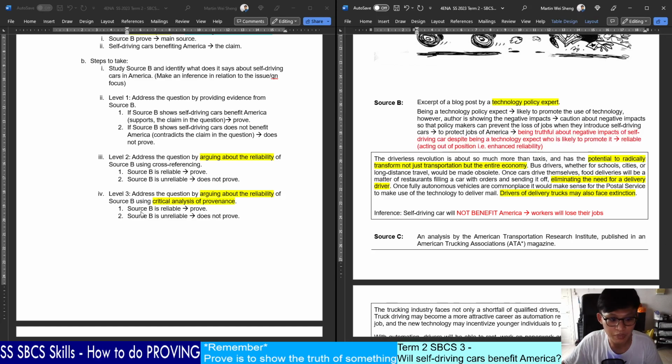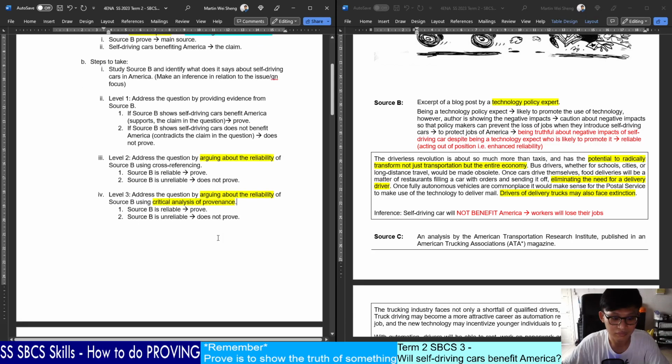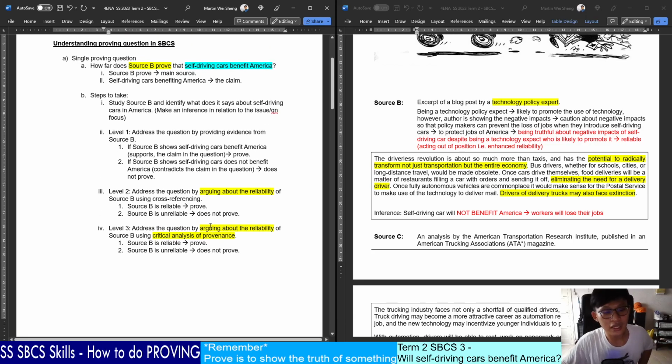Alright, so source B, if we come back to look at the left hand side over here, source B is reliable based on my CAP. So source B actually proves that the self-driving car is not beneficial to America. So take note of this. You have to change the term over here to prove that self-driving car is not beneficial. So that is for your single proving question.